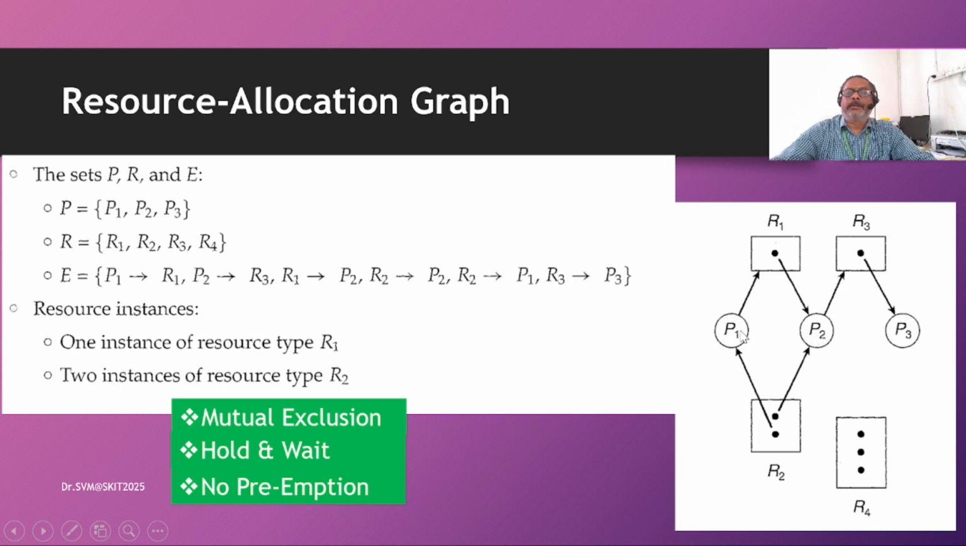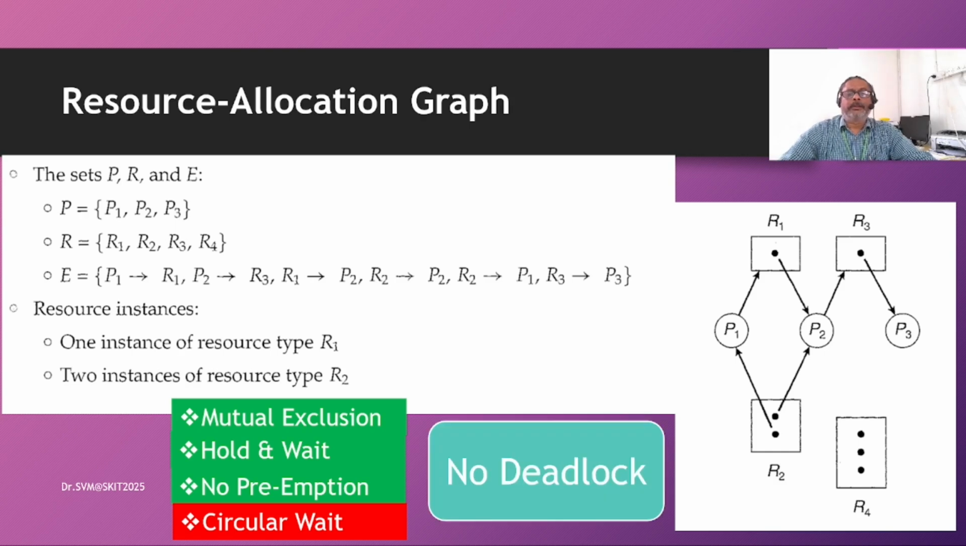If R1 is released, then P1 will get R1, and P1 will also complete its job. Therefore P1, P2, P3, all of them can complete their job. Only the sequence is first P3 will complete, then P2 will complete, and finally P1 will complete. Whatever be the sequence, we are sure that they are going to complete, and hence there is no deadlock situation, because there is no circular wait. So we can say that there is no deadlock in this case.